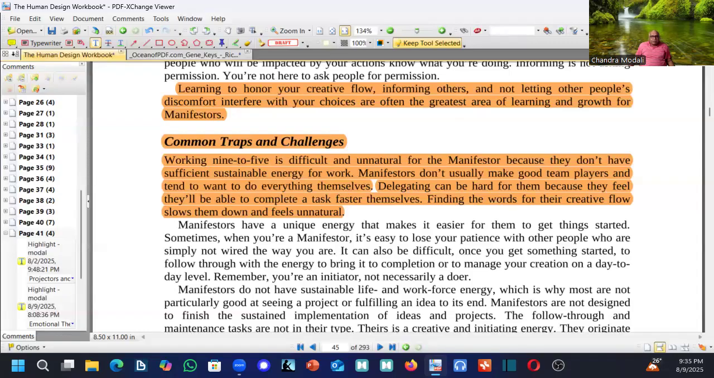Manifestors have a unique energy that makes it easier for them to get things started. Sometimes, when you are a manifestor, it's easy to lose your patience with other people who are simply not wired the way you are. It can also be difficult, once you get something started, to follow through with the energy to bring it to completion or to manage your creation on a day-to-day basis. Remember, you are an initiator, not necessarily a doer.